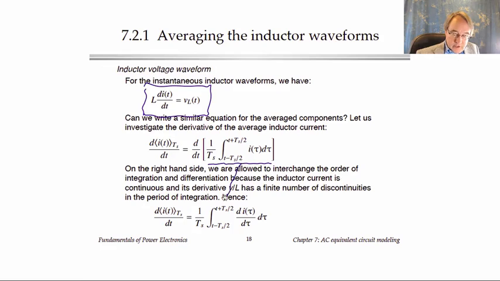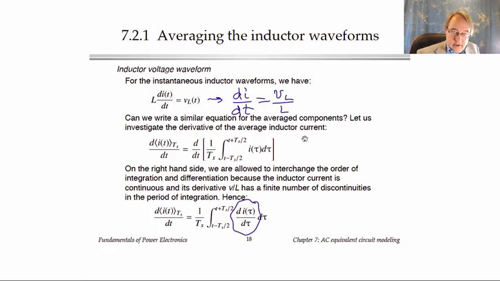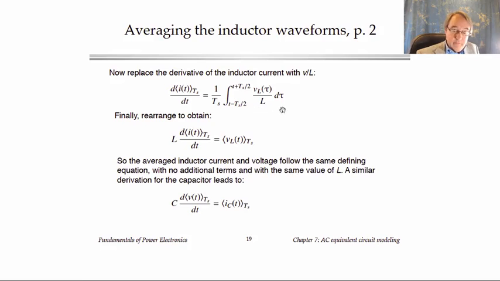So that's what we get in this bottom equation, where we have the integral of the derivative of the current. Now, for the derivative of i, what we will do is take this defining equation of the inductor and divide by L. So di/dt is the inductor voltage over L. And we can substitute that in here for the derivative. So that's what I've done here.